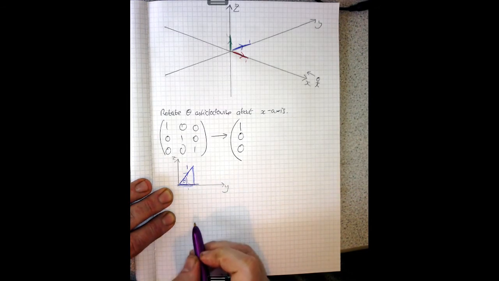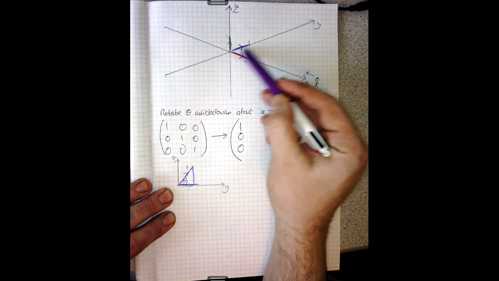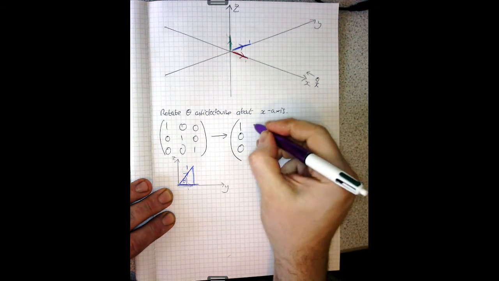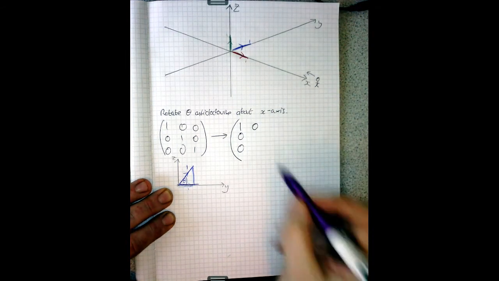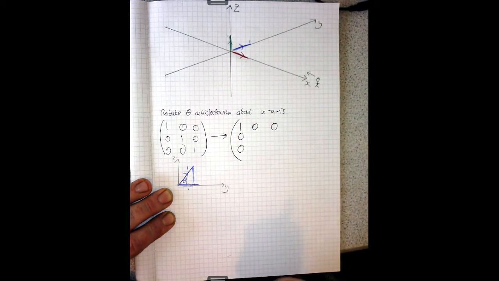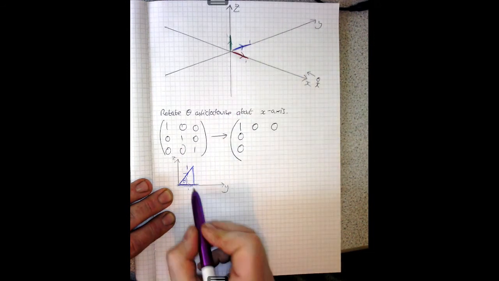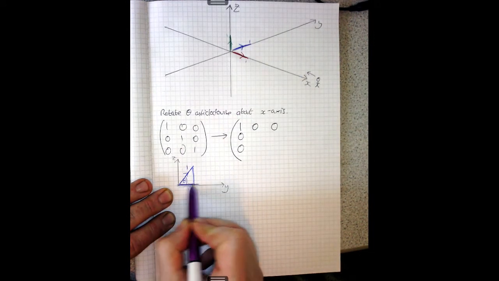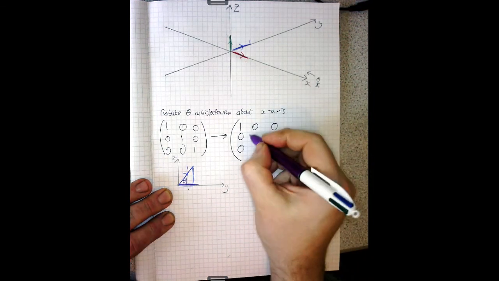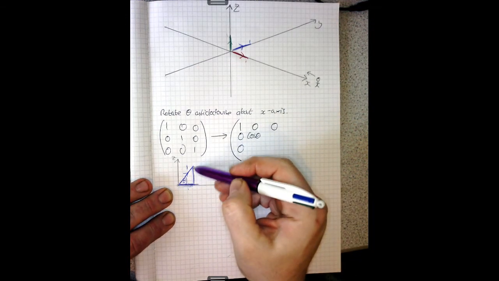If I think about what happens to the z component after its rotation, well, it starts there and it turns anti-clockwise. I can see that the y component is going to be negative, and it's going to be negative sine theta because it's opposite the angle. And the height, the z component of my transformed vector, is cos theta.